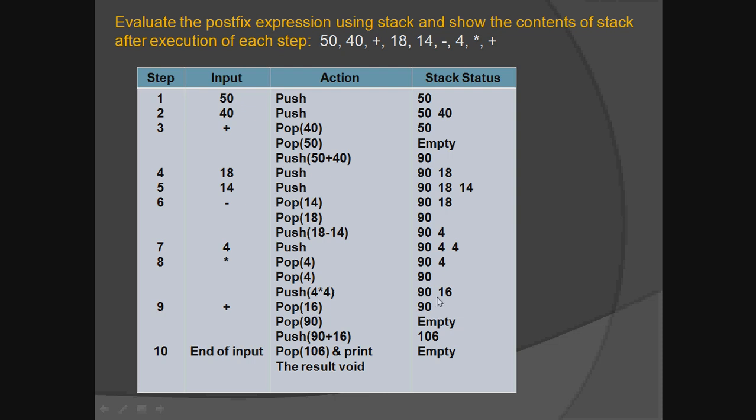Then after that the plus symbol is there. When we have the plus symbol, the value 16 will be popped out, so we'll have only 90. Again 90 will be popped out, so now the stack becomes empty. Then 90 plus 16 will be added with this plus symbol, and we get the value 106. Now in the next step there are no more operators or operands to be entered, right? So now pop the value 106 and print that result. So now the stack is empty. The result it will display is 106. Clear?